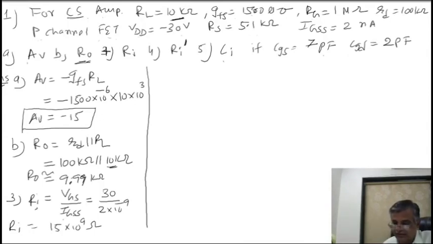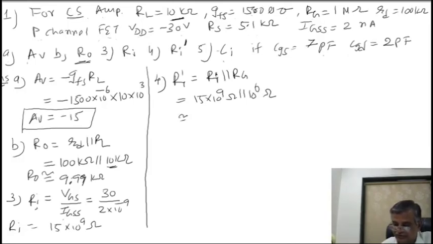Here I have written A, B, then 3, 4 like this; it does not matter. Now fourth, RI dash. RI dash is nothing but RI parallel RG, because RI is coming parallel to this. So 15 into 10 raised to 9 ohm parallel 10 raised to 6 ohm. So this is nearly about 10 raised to 6 ohm, which is RI dash.